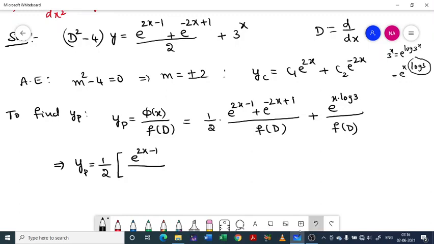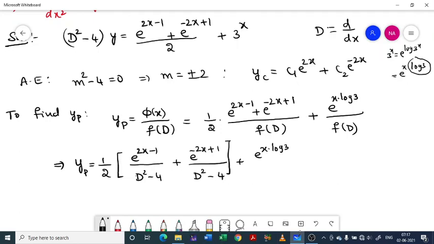D square minus 4 plus e power minus 2x plus 1 divided by f of d, again d square minus 4, plus e power x log 3 divided by f of d, d square minus 4. Right. Now you can check that in the first term a is 2.